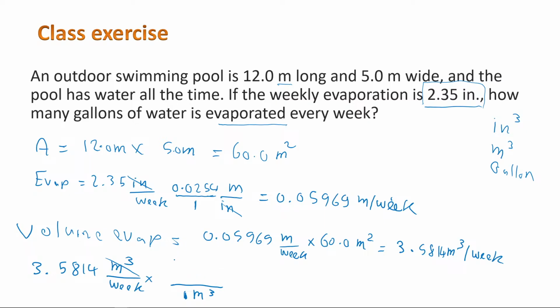So that it would be equal to, so you put here time and you put here 264.17 gallon. If you did this, you multiply this with this. Again, this meter will go away with this meter, and then you'll get gallon per week. So you get 946.098 gallon per week.